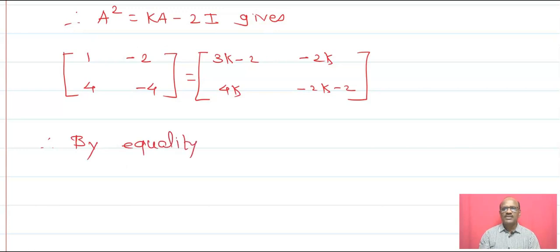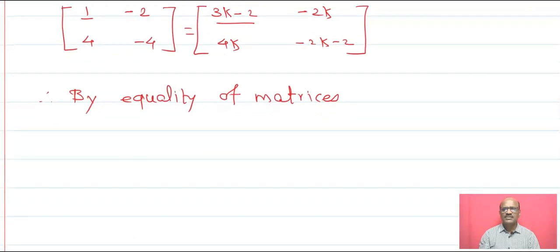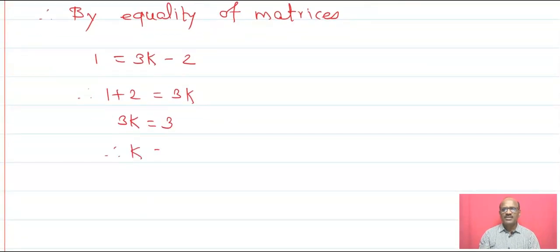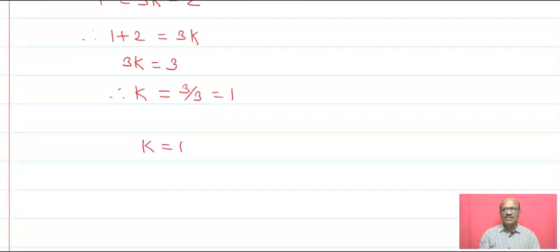Therefore, by equating the corresponding elements, that is equality of the matrices, 1 is equal to 3k minus 2. Therefore, 1 plus 2 is equal to 3k. Therefore, k is equal to 3 upon 3. K is equal to 1.